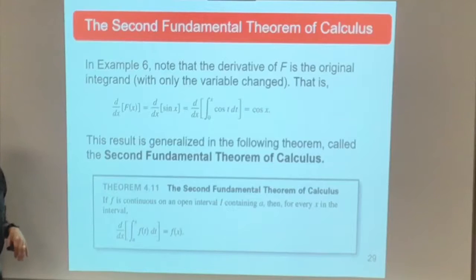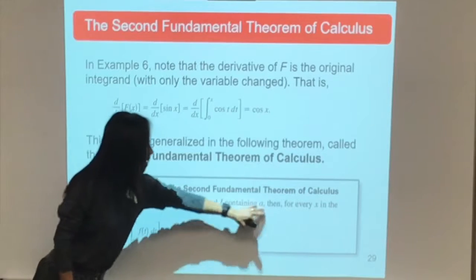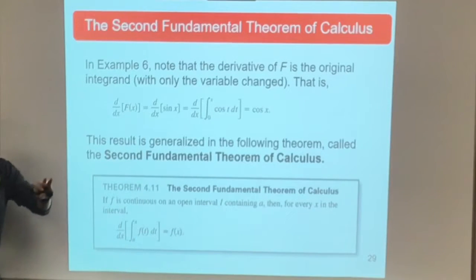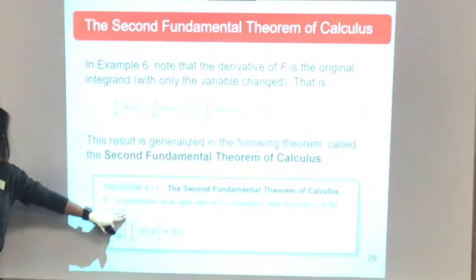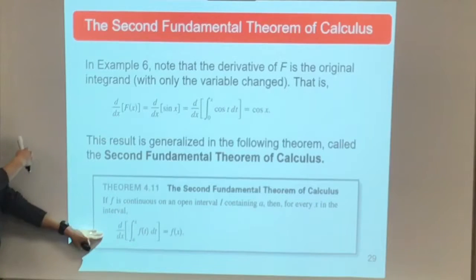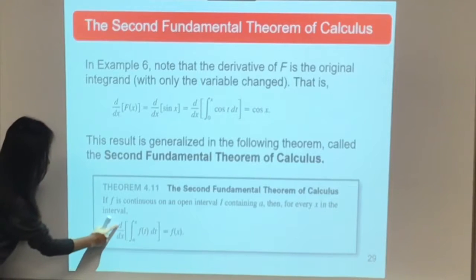So the second fundamental theorem of calculus says if f is continuous on an open interval I containing a, then for every x in the interval, x is not fixed. Are you with me? It's a different number. Just like the previous problem, it can be 0, pi over 6, pi over 3, or pi over 4, or pi over 2. It's not fixed. All right, that's that case. You can have this. This is what you get.